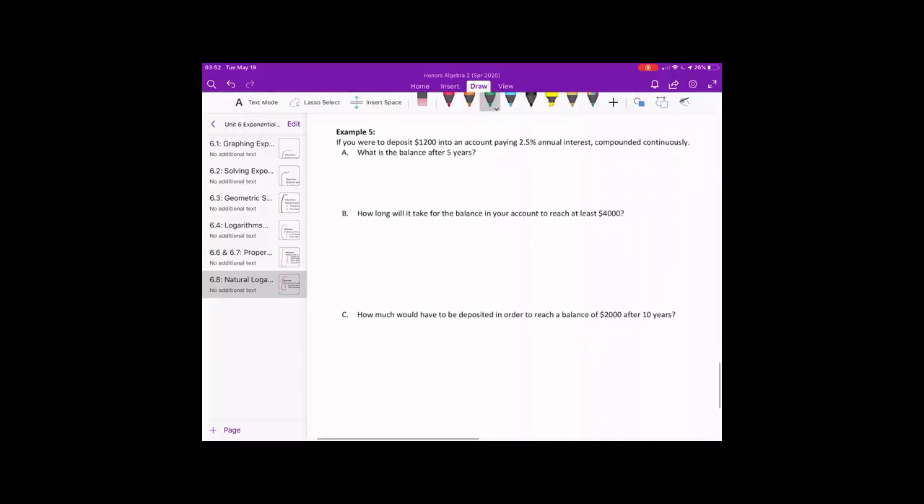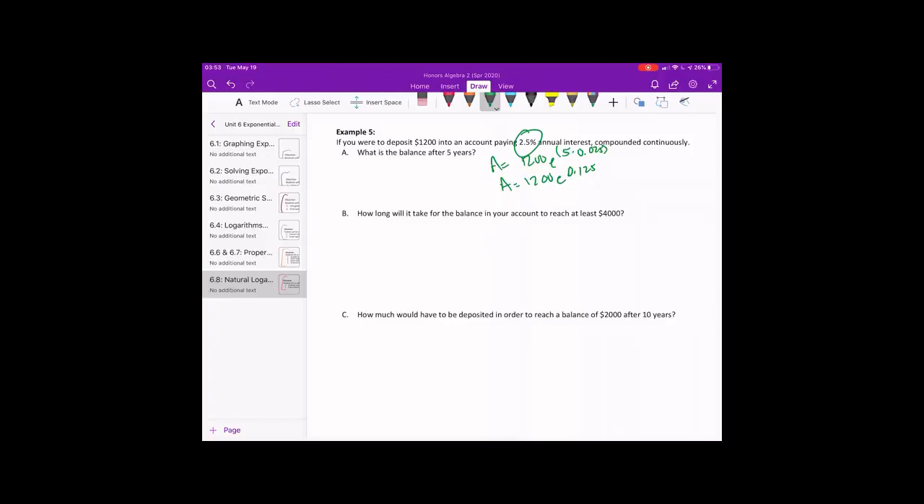If you were to deposit $1,200 into a bank account paying 2.5% interest, compounded continuously, what is the balance after 5 years? Well, that's just plugging into our PERT formula, right? So A is equal to 1,200 times e, and you don't need the parentheses there, but you will need the parentheses in the exponent. We're multiplying by 5 years, so we'll have 5 times, remember, convert this to a decimal, 0.025. And so A is equal to 1,200 e to the 0.125 power.